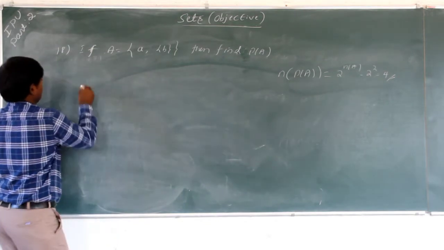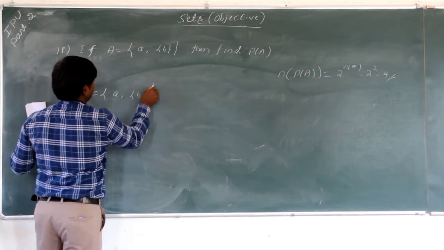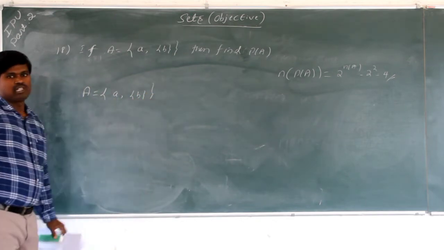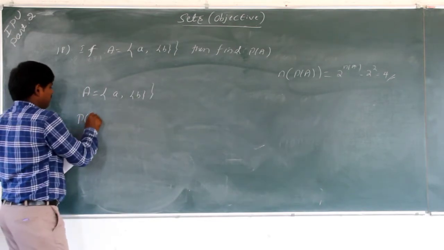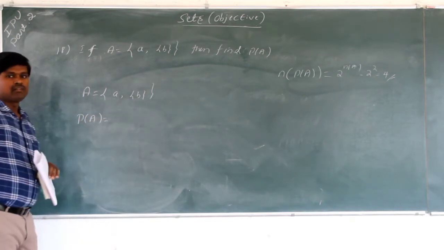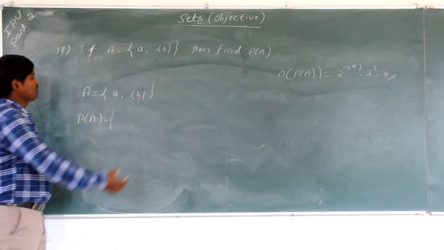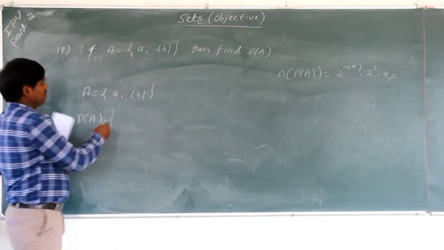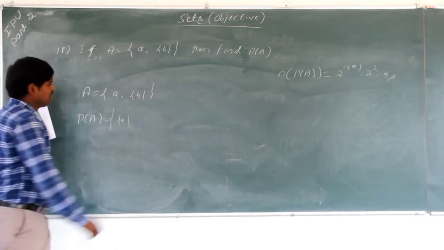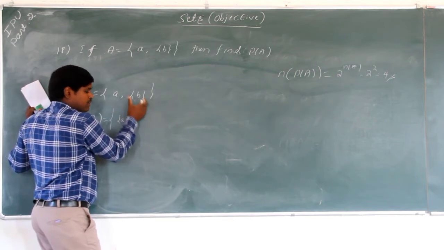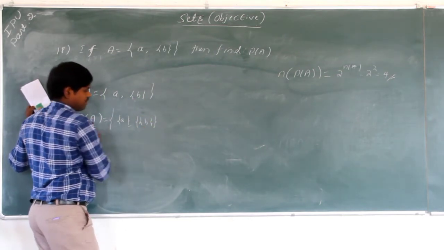So this is the set A, consisting of element A and one element B. So this is one element and this one is one element. So we are going to write the power set. The power set of A is the collection of all subsets of the given set A. So one subset is this, and another subset is this.